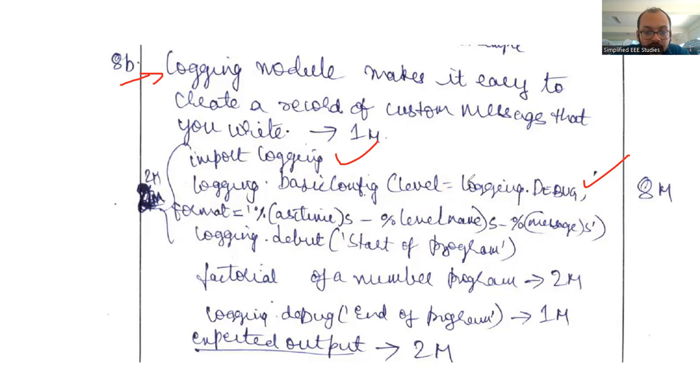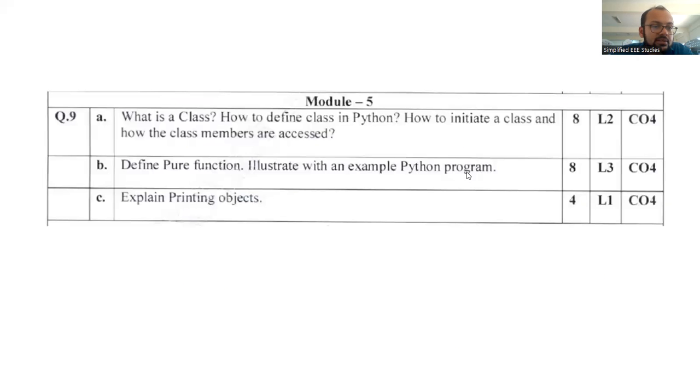Here you can put debug, and you are supposed to mention in the code how to calculate the factorial of a number. Later you can mention the issues that happened, any errors that occur, and how they are going to be troubleshooted. You are supposed to explain that point. The weightage is already given here. So this is the way to answer the question regarding the importance of the logging module. Logging levels and all, you might have studied. Question number 8 is done.